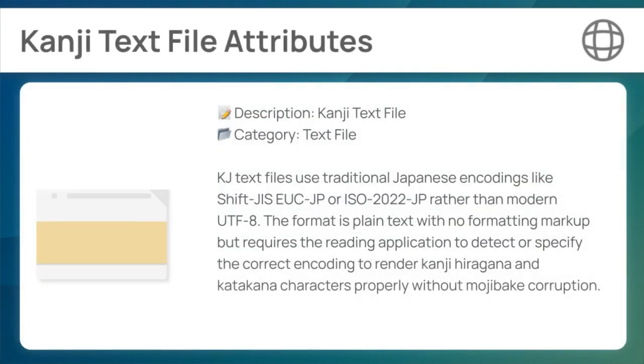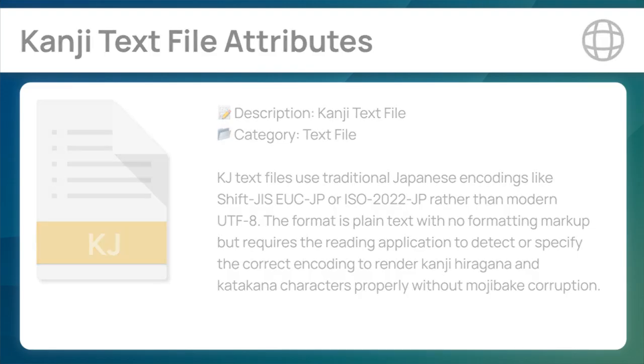KJ text files use traditional Japanese encodings like Shift-JIS, EUC-JP or ISO 2022-JP rather than modern UTF-8. The format is plain text with no formatting markup, but requires the reading application to detect or specify the correct encoding to render kanji, hiragana, and katakana characters properly without mojibake corruption.